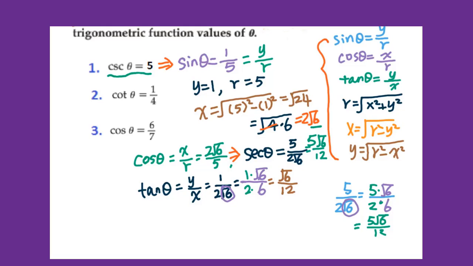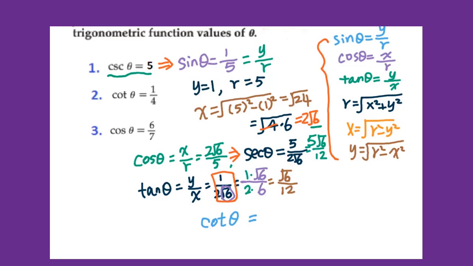And the minor trig function related to tangent will be cotangent. So we got cotangent theta equals, we flip. But here's the shortcut. When you flip, it's easier to flip the middle one. We got 2 square root of 6.